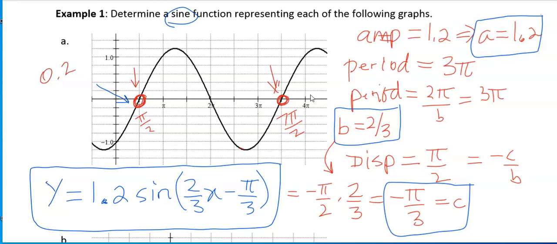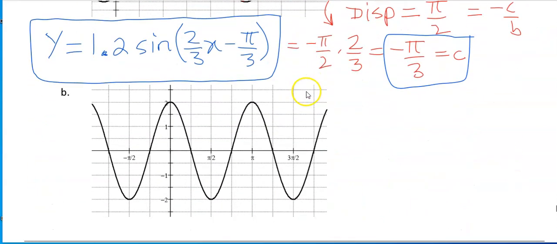But notice carefully that it did require that I look carefully. The A was easy, and the period can be easy if you know what to look for. And then you had to get your displacement. And a couple of simple calculations, and we were done. Now, what's the B show?